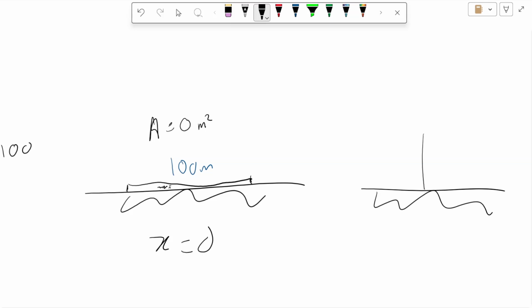So if we look at x is 50, then that would be 0 meters along there. And again, the area would be 0. So you've got to think about your realistic endpoints, 0 and 50.